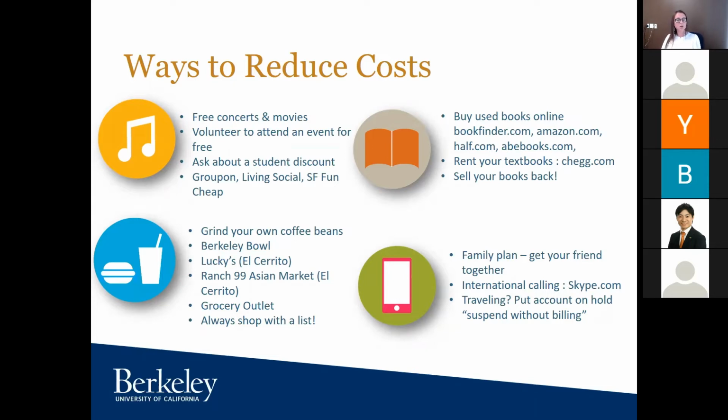There are some grocery stores that have pretty good prices. Berkeley Bowl has 2 locations. One location is pretty close to campus. And there's also a store called Lucky's in El Cerrito, Ranch 99 Asian Market in El Cerrito, and Grocery Outlet. Those are all places where you can find some good deals. Berkeley Bowl has a huge produce department with a lot of really good prices on produce.